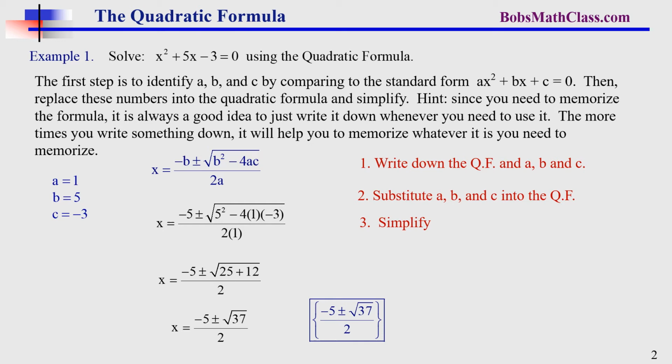This is a condensed way of writing our answer. We could write it negative 5 plus square root 37 all over 2 and negative 5 minus square root 37 all over 2.